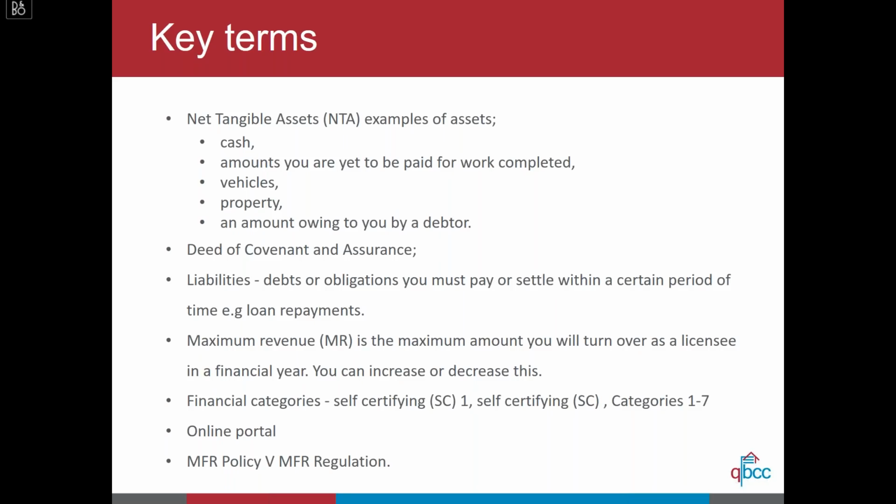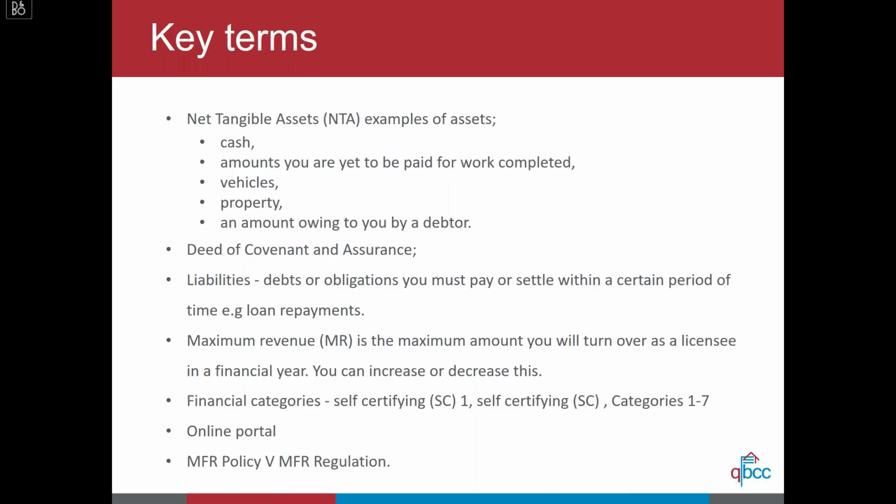Now, the next topic there is a deed of covenant and assurance, or essentially a deed is what it's sometimes referred to. So if a licensee, such as a company, doesn't hold sufficient assets to meet the financial requirements to hold a QBCC license, those net tangible assets that we've just listed before can be guaranteed by way of a deed to the company, and that's usually done by the directors.